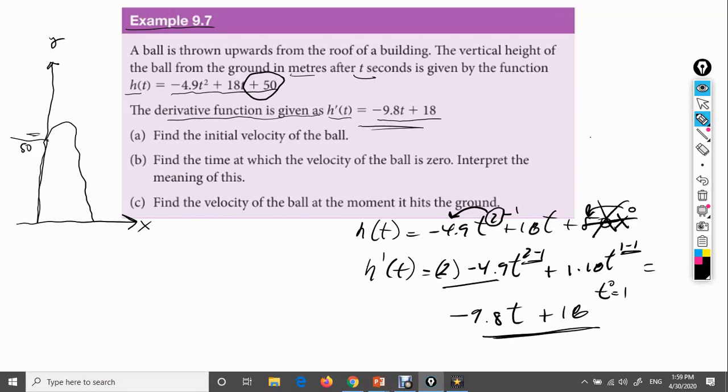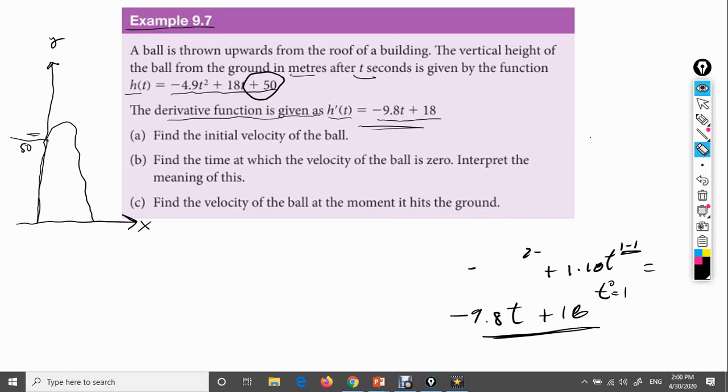So notice that this is the same as what they are giving us. Okay, so we're going to use the derivative to solve the problem they're giving us. It says letter A, find the initial velocity. So let's get rid of this. The initial velocity is what was the velocity when the ball was thrown.